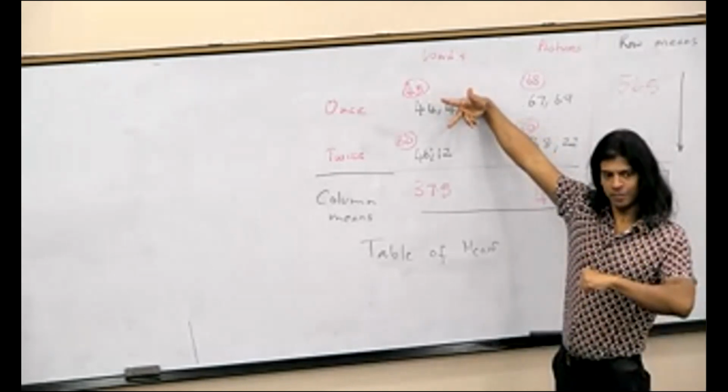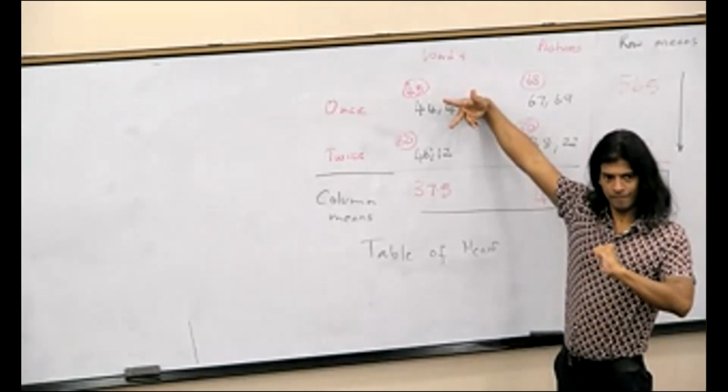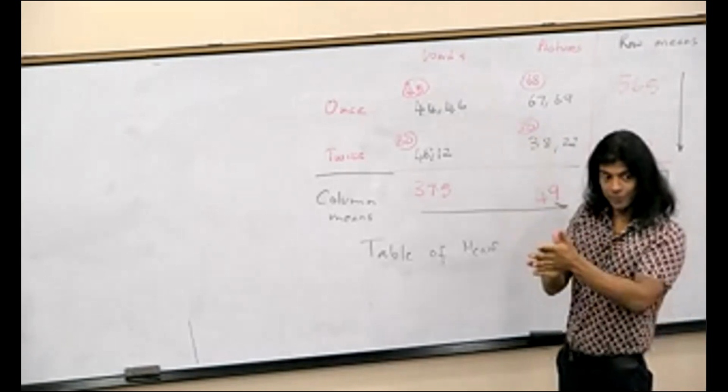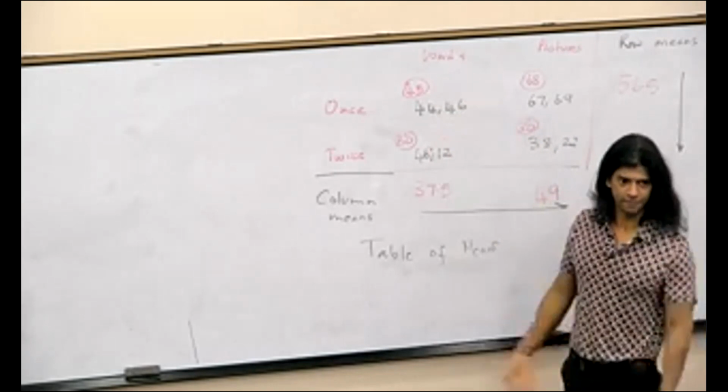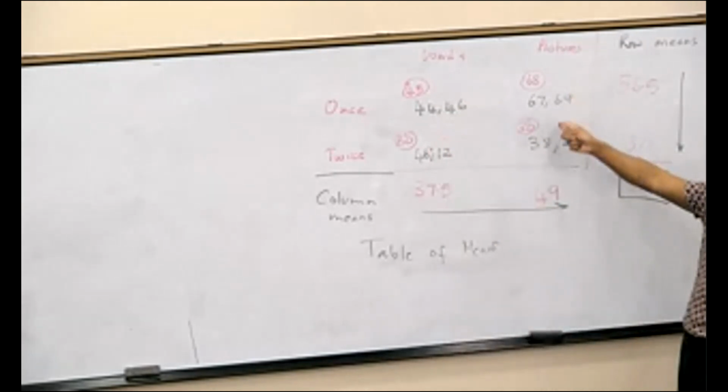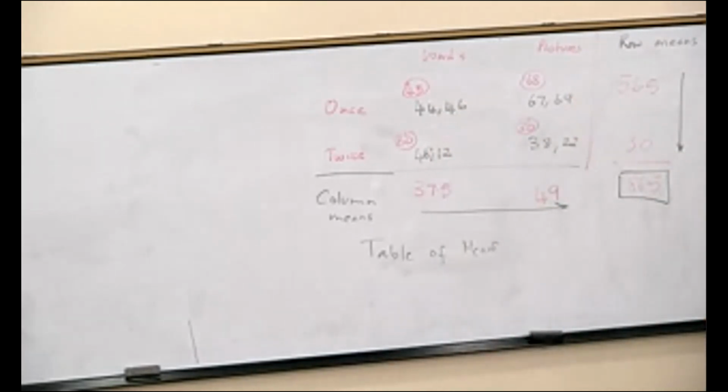Average of two numbers, how do we find the mean? You add them and you divide by 2. Right? 45 plus 30, 75 divided by 2. 68 plus 30, 98 divided by 2.